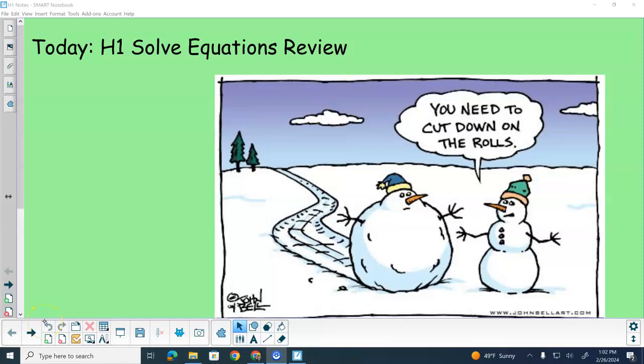So we have just updated the calendar. We're starting Unit H today. We're going to be doing a lot of solving equations, but not necessarily solving an equation, because we're going to have two variables starting tomorrow. We're going to solve the equation for one of those variables.